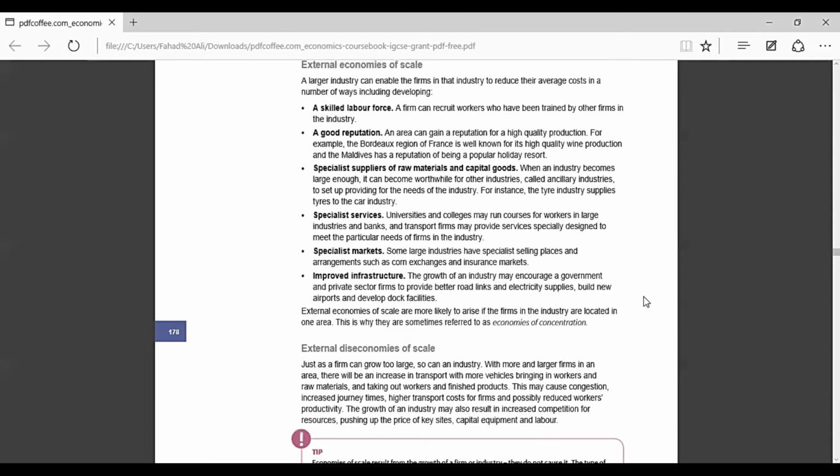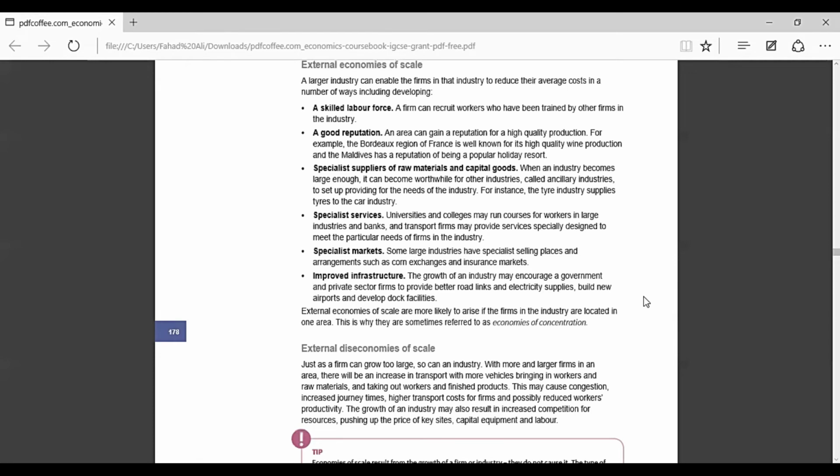So this is termed as external economies of scale. This benefit is being given by Samsung to me, my competitor. Why? Because they were trained by Samsung. This is why we are saying external economies of scale. Got this point?